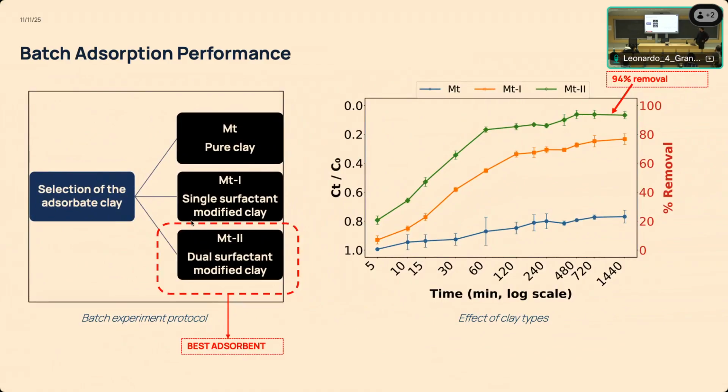Since this clay had a better porosity and a higher surface area, it ended up having the best performance for the removal of our contaminant. The unmodified naturally occurring clay showed almost negligible removal, about 20%. So we ended up studying our MT2, the dual modified clay, from now on.